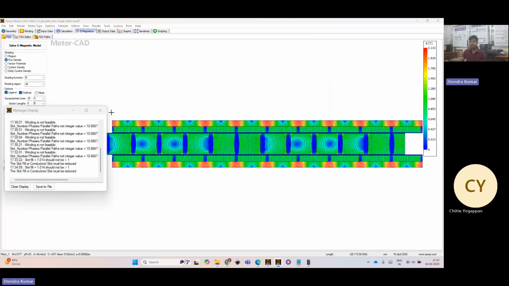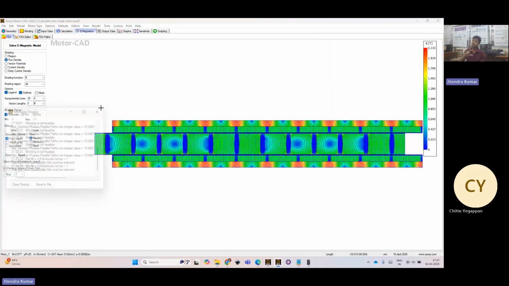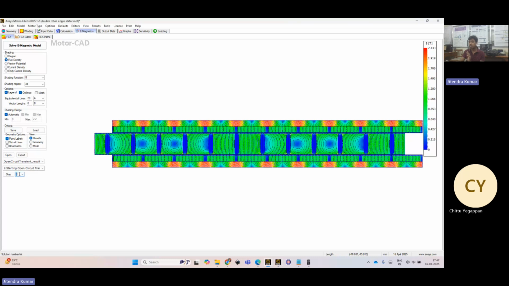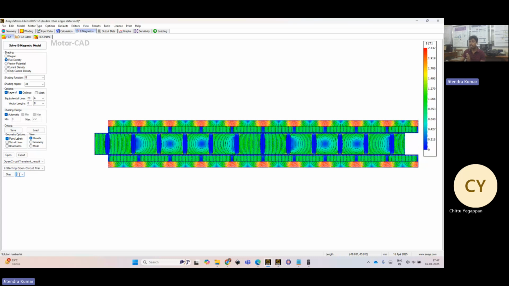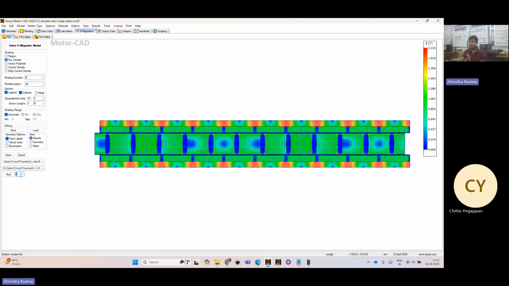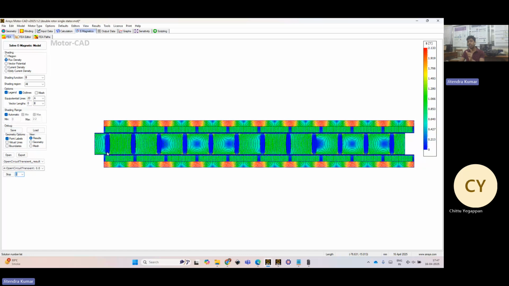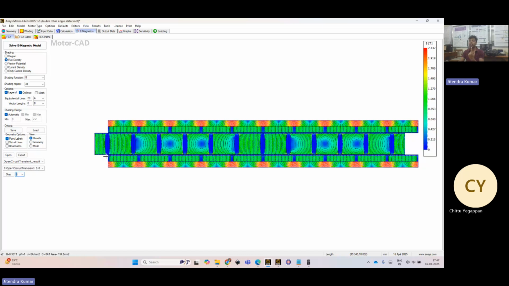So how can we reduce those flux paths or material? For that only, this kind of structure evolved, and you can see these flux lines. They are just coming from the magnets, they are entering the stator teeth, and they are again coming out to the magnet, right? So they do not have to travel through the stator back arm, right?